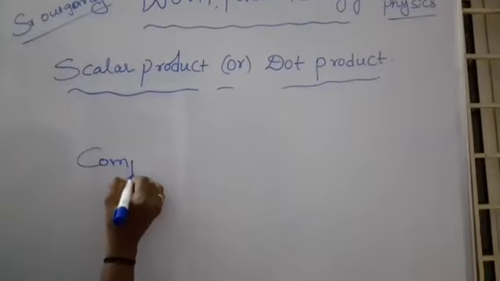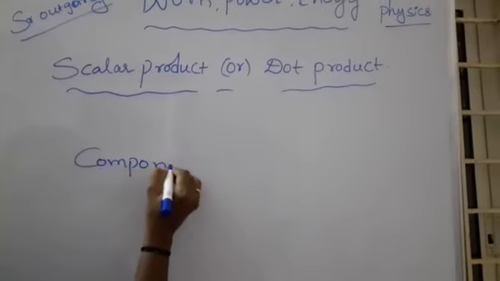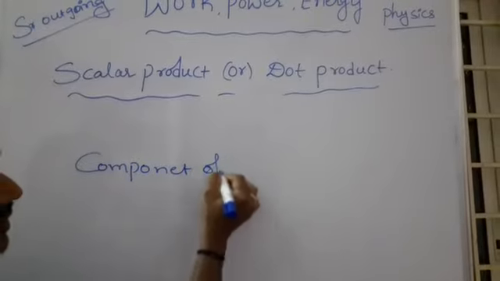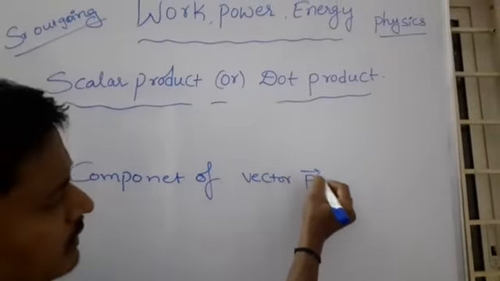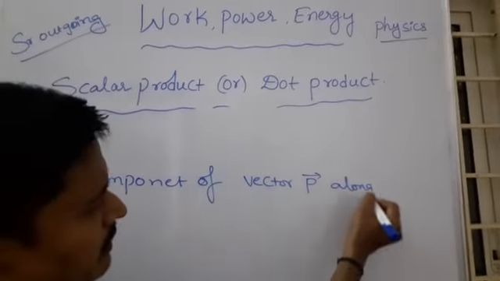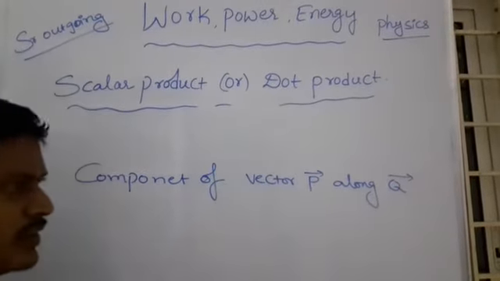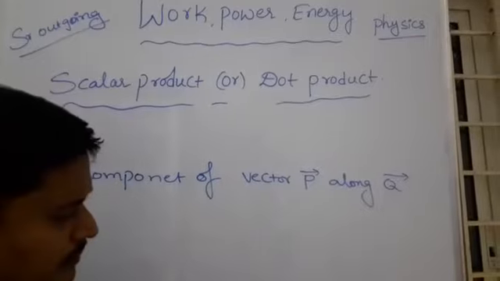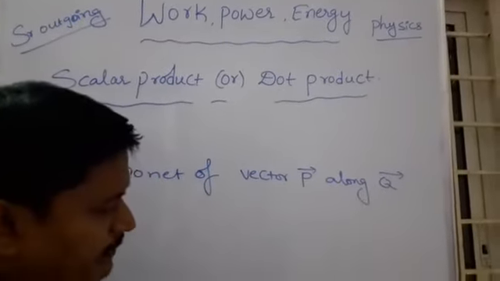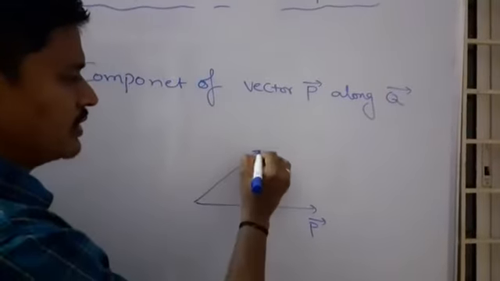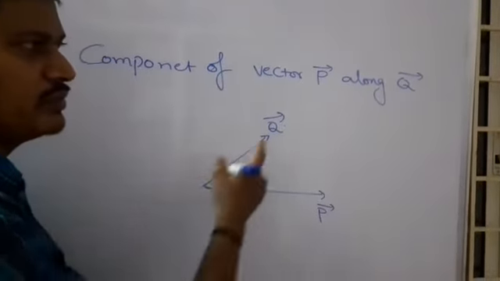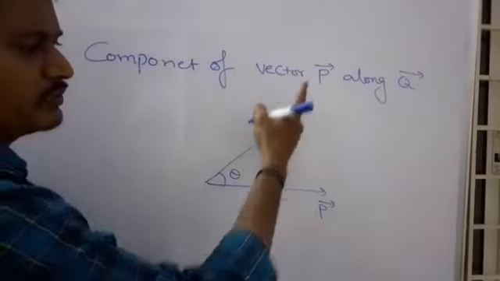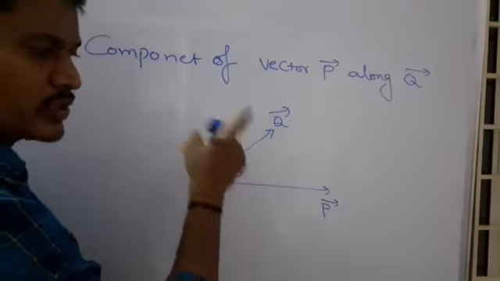Next, the component of vector P bar along Q bar. What is the component of P bar along Q bar? So this is P bar, the next vector is Q bar, and theta is the angle between them. Here we want the component of P along the Q direction.